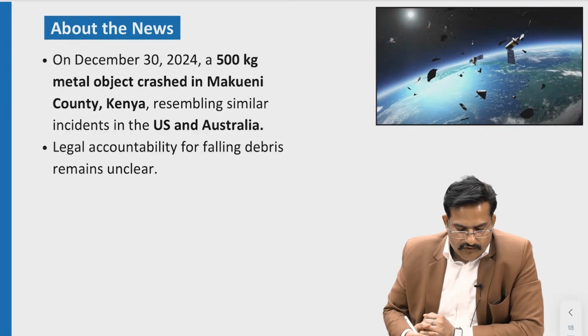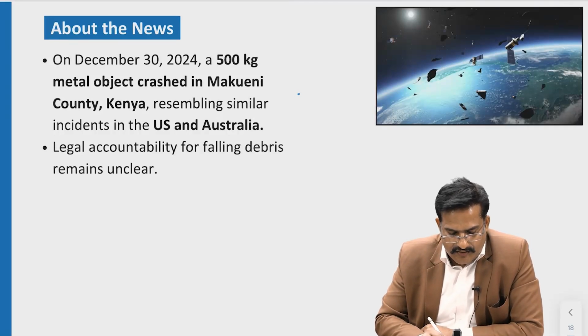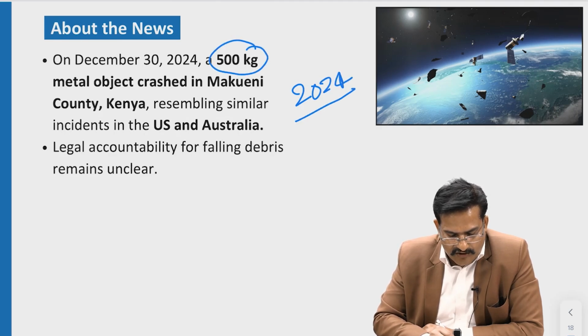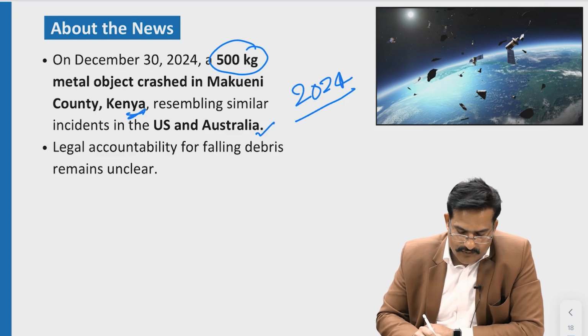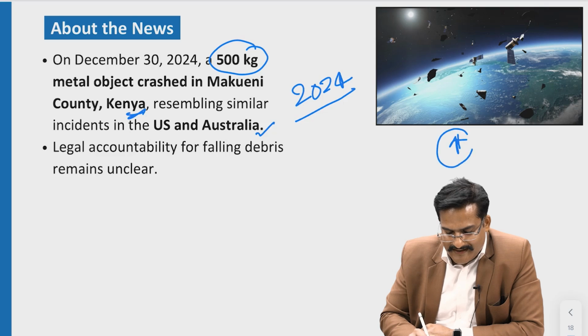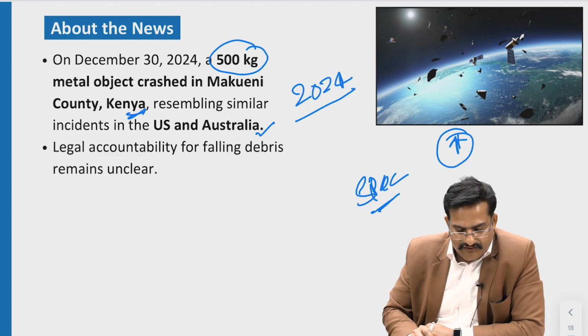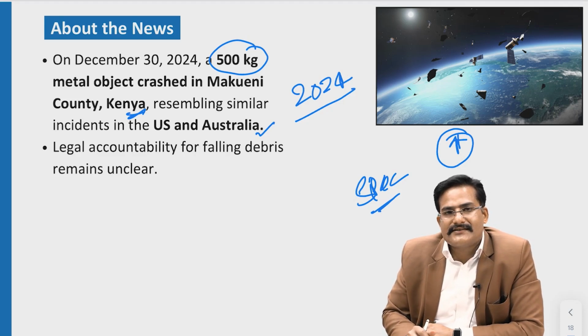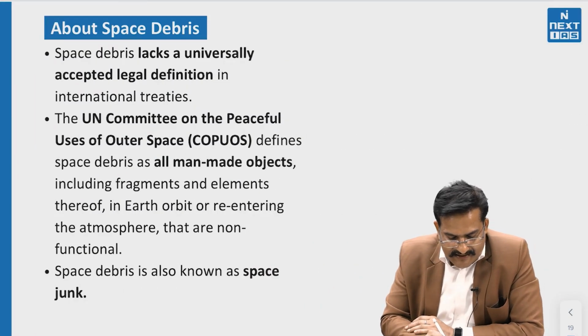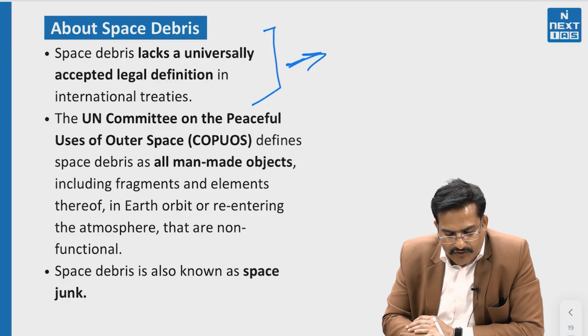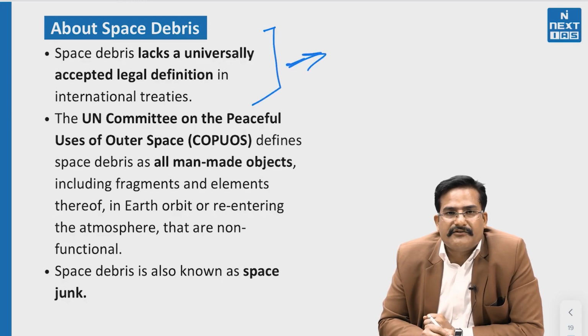Let us start. What happened recently in December 2024: a huge 5 kg metal object fell in Kenya. Also, similar incidents were reported in the US and Australia, which led to a debate on who should be responsible for future damage caused by space debris. In that context, we are discussing the entire article and the various laws applicable to space debris. Before that, let us discuss if there is any universally accepted definition of space debris or not.